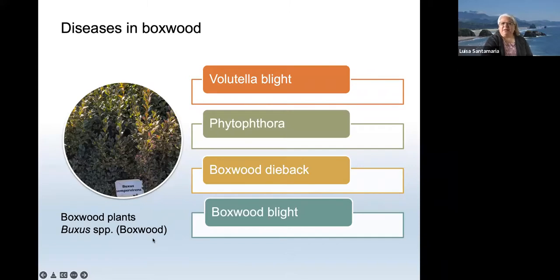Okay, let's continue now. I'm going to talk about the diseases in boxwood. We know one of the most important right now, the one we need to pay attention to, is boxwood blight, which is causing special consideration. There is even a national group that got a SCRI grant to study all the different aspects of boxwood blight. But in addition to boxwood blight, there are other problems that may not have as big an impact in boxwood production. I know all of you are familiar with these: Volutella blight, Phytophthora, boxwood dieback, and boxwood blight. So I'm going to follow in this order, talking about each one.